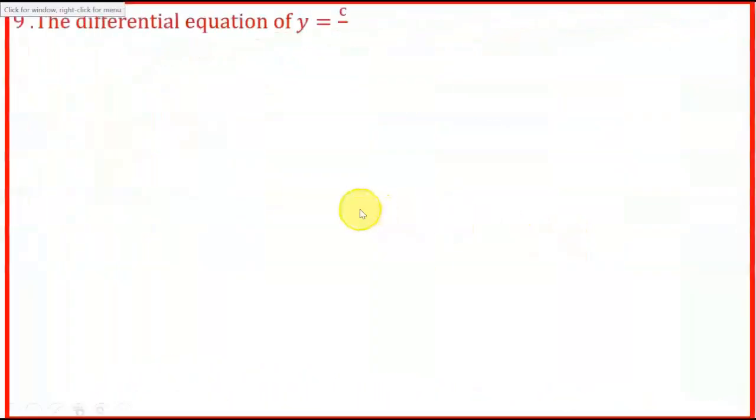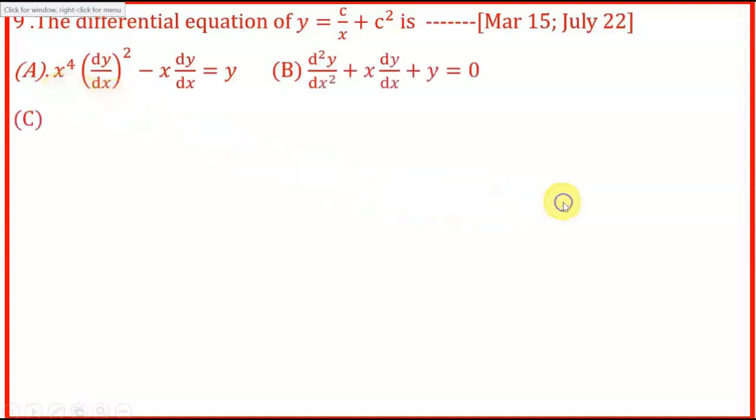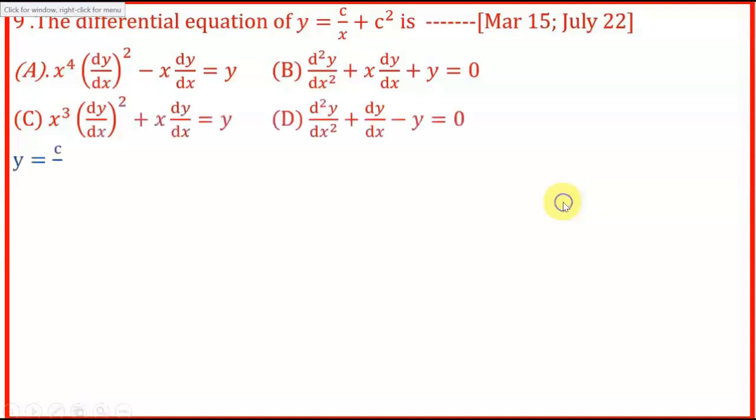Next, the differential equation of y = c/x + c² is. This question was asked in the March 15 and July 22 examinations. These are all the options A, B, C and D. Now we'll differentiate this. y = c/x + c². Again here the arbitrary constant is 1. Therefore, the order must be 1. These two options will not be possible. Only these two will be possible.